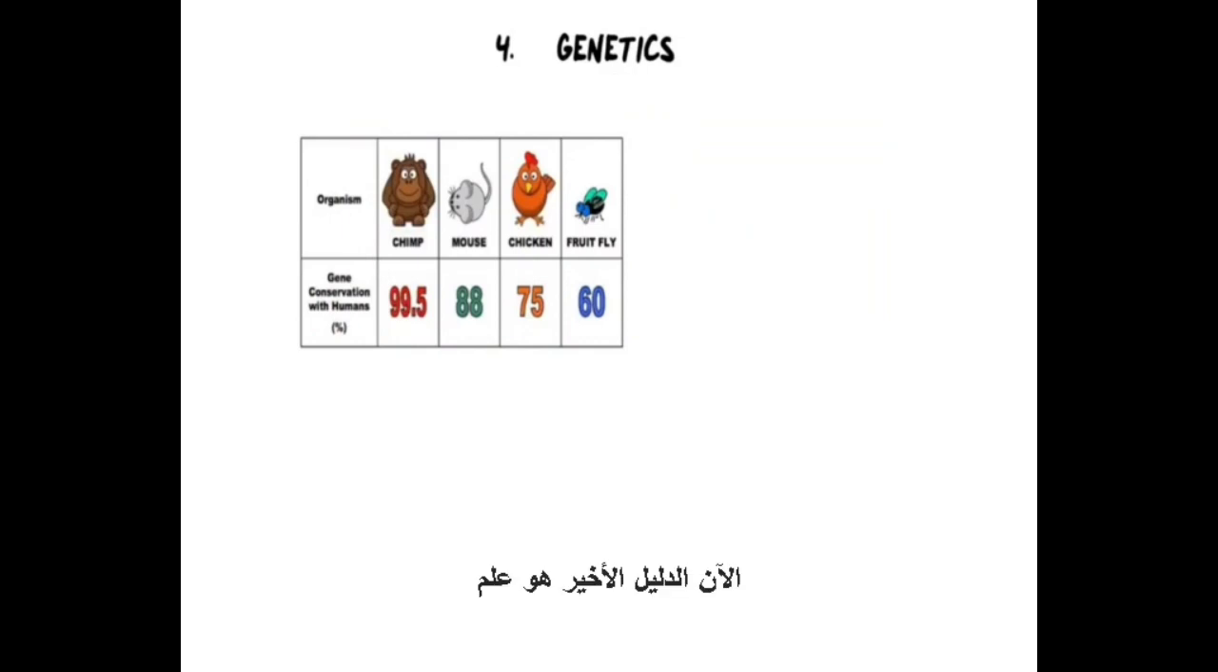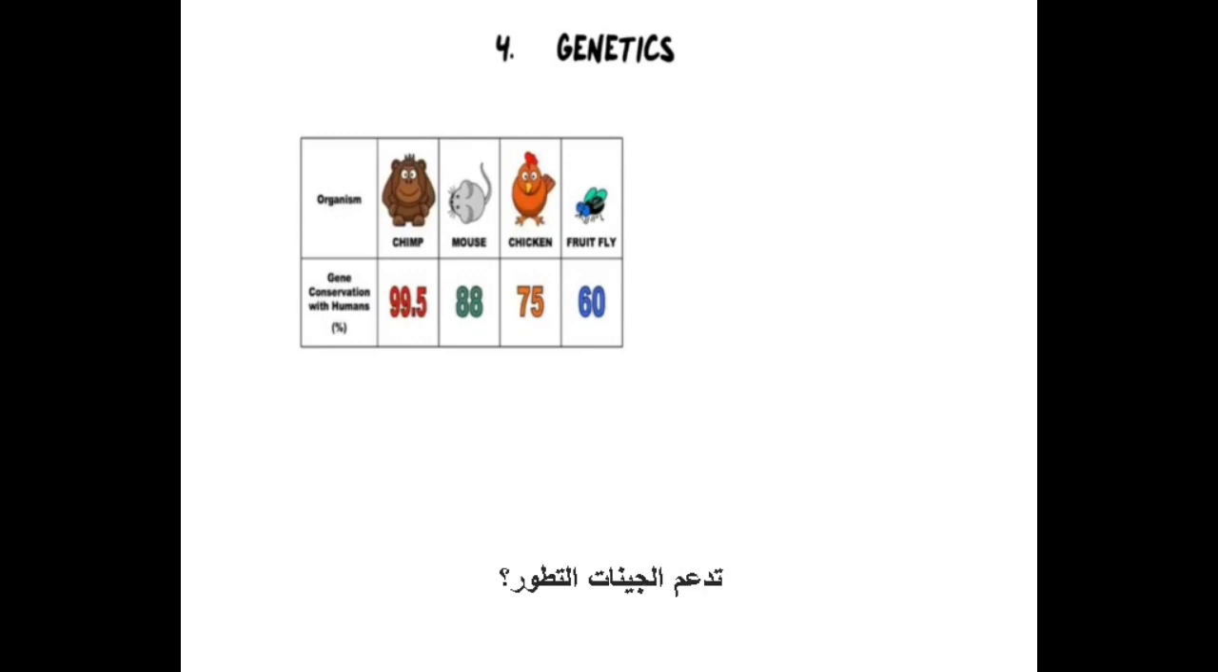Now, the final piece of evidence is genetics. And when we speak about genetics, we are speaking about 2 major aspects about what genetics can share with us. In the diagram, I have a very simple outline here of all of the percentage genes that we share with other animals. We share 99.5% of our genes with chimps, 75% of our genes are shared with chickens, even 60% of your DNA right now is exactly the same as a fruit fly.